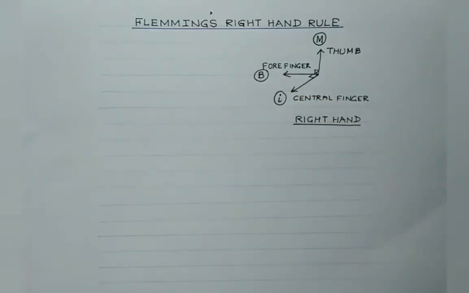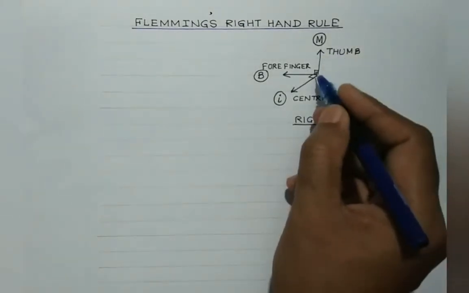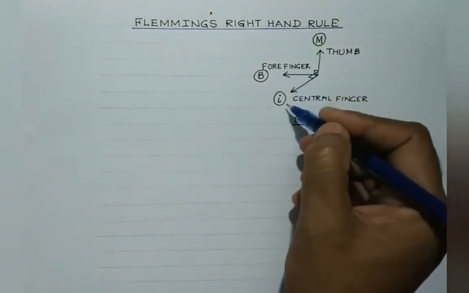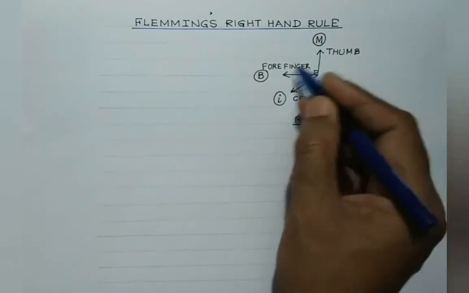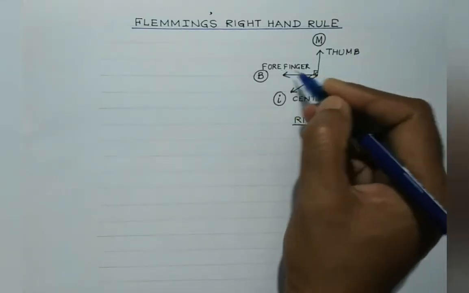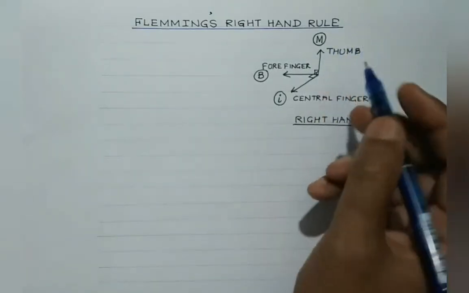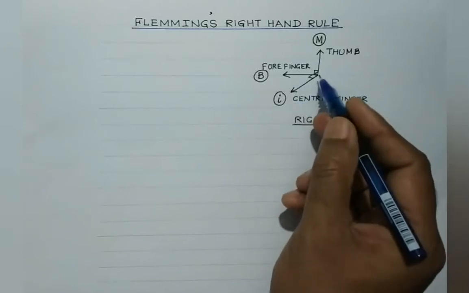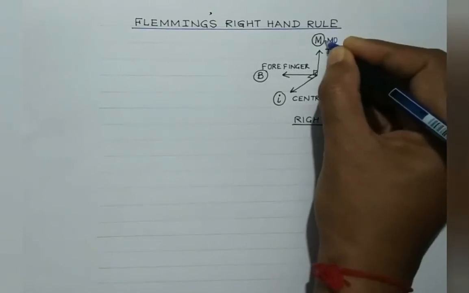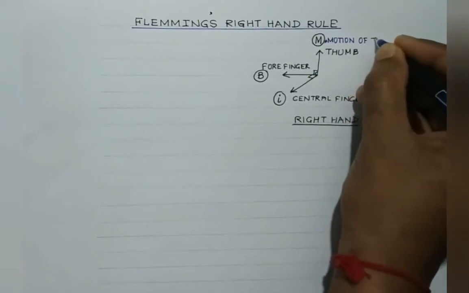Clear, students? So basically, Fleming's right hand rule states that if the thumb, the forefinger, and the central finger of the right hand are kept mutually perpendicular to each other, so that the forefinger points towards the direction of the magnetic field, and the thumb points in the direction of the motion of the conductor, then the induced current flows in the direction of the central finger. Here M represents the motion of the conductor.